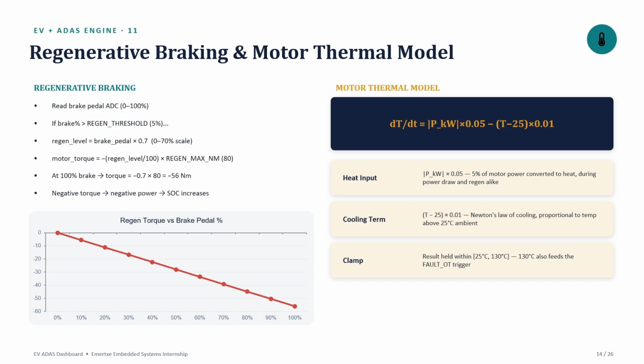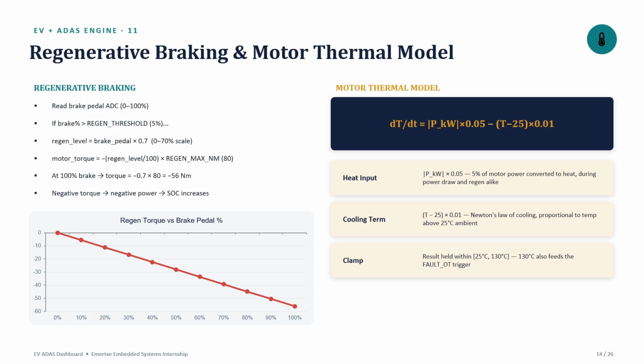But it helps us to regenerate charge, which increases range. The range and an efficient system are our primary achievable goals. Okay, so the regenerative braking is explained here.